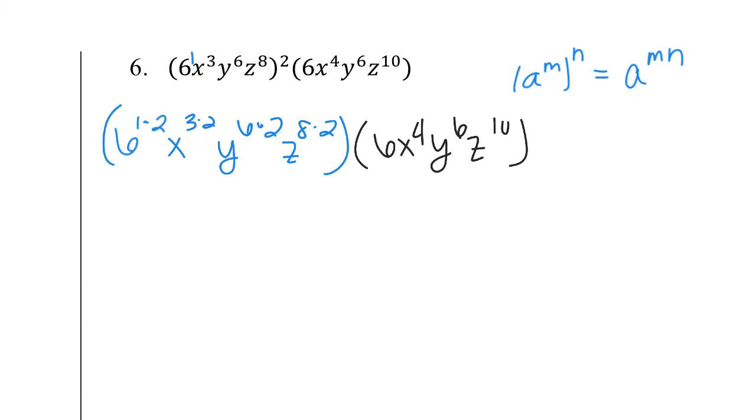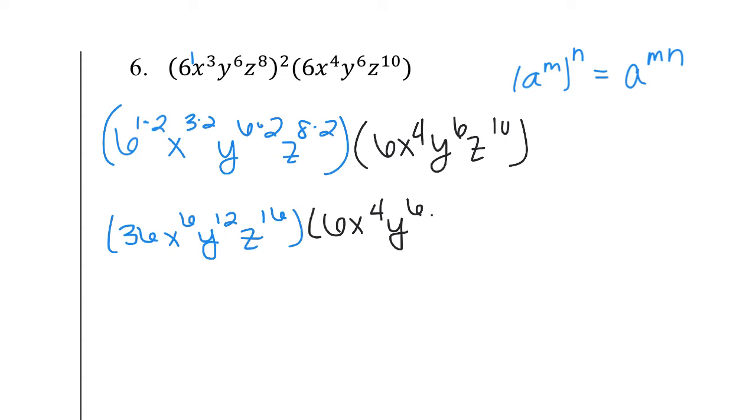So 6 to the 1 times 2. Well, that's just 6 squared, which is 36. X to the 3 times 2 makes x to the 6th. Y to the 6 times 2 makes y to the 12th. And z to the 8 times 2 makes z to the 16th. And then again, bring down 6x to the 4th, y to the 6th, z to the 10th.